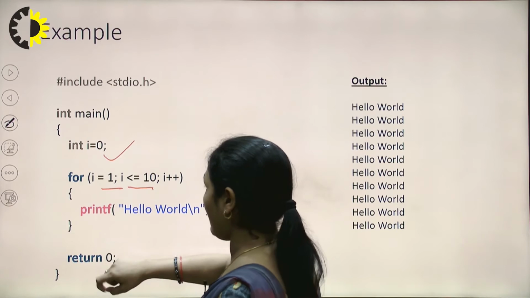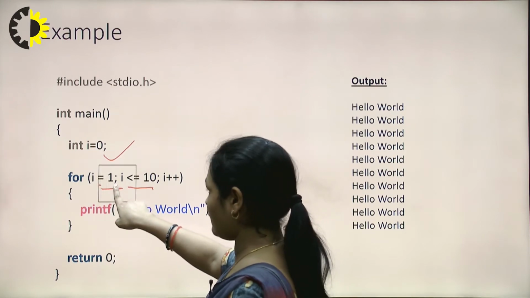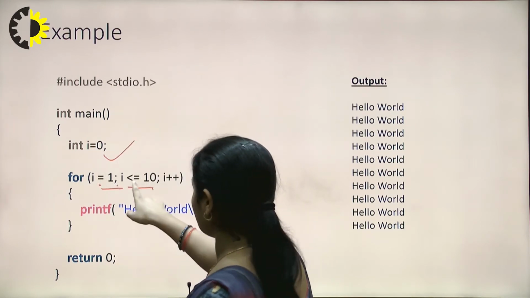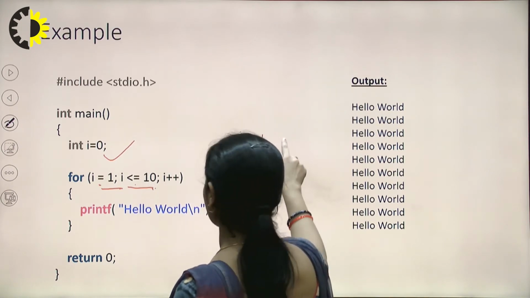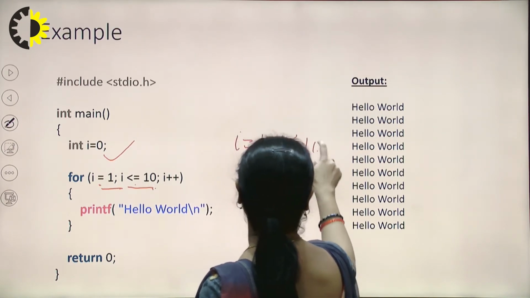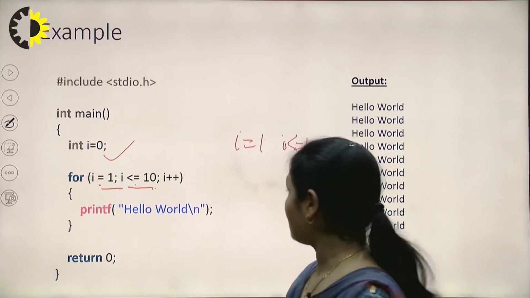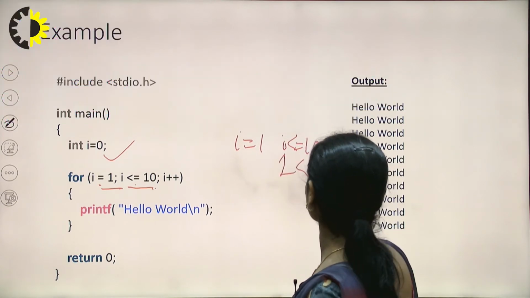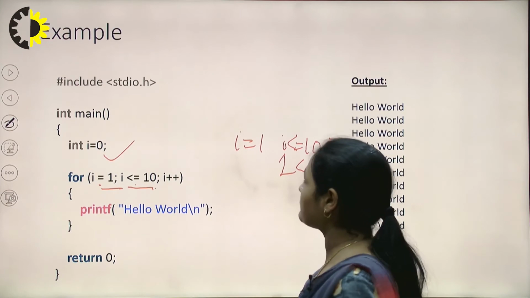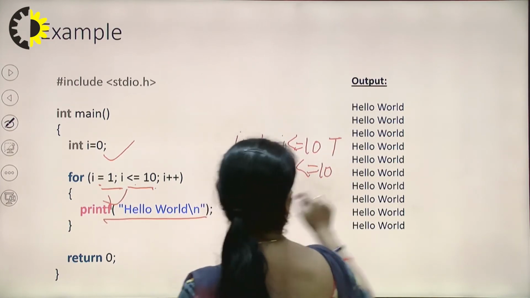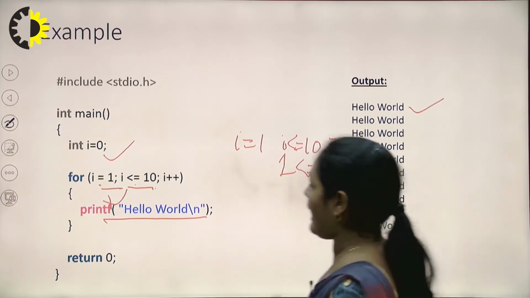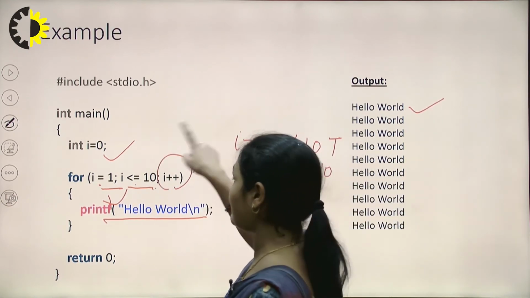First, what will happen? It will check i is equal to 1. Then i is less than or equal to 10. i is equal to 1 and i is less than or equal to 10, the condition is true because 1 is less than or equal to 10. When it becomes true, it will go to the body of the loop and the statement will execute, it will print hello world. After that, it will increment the value.